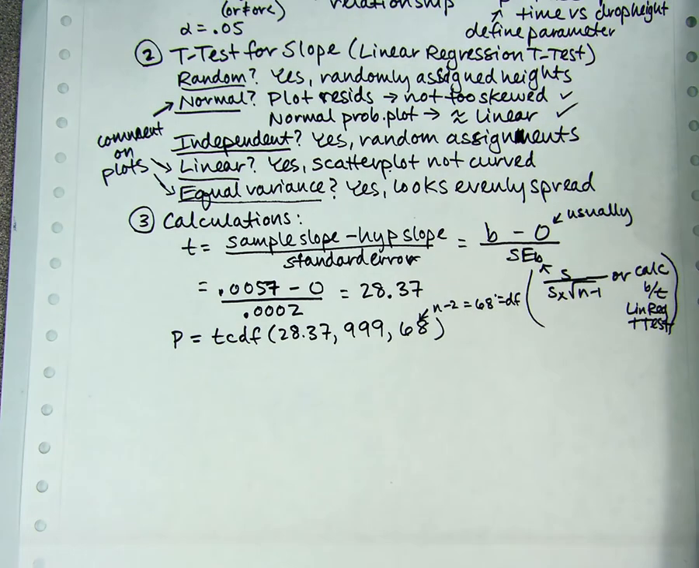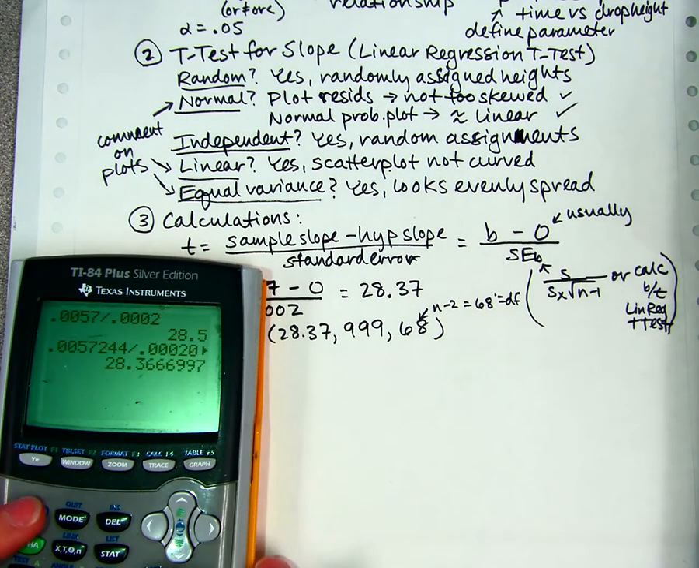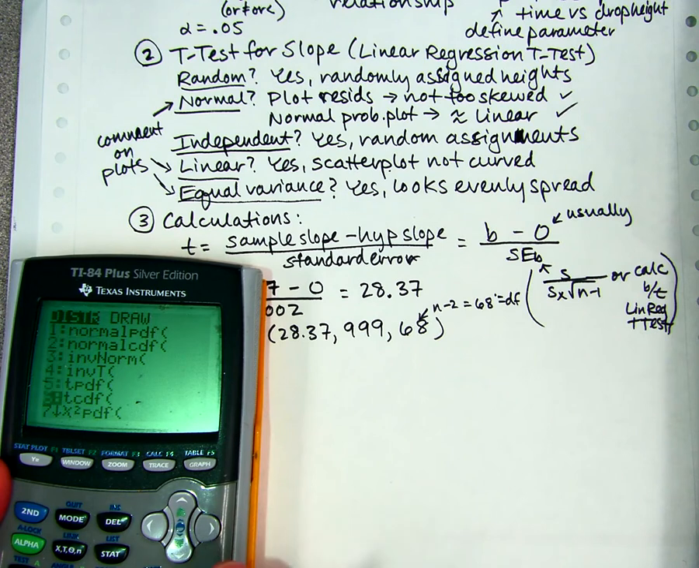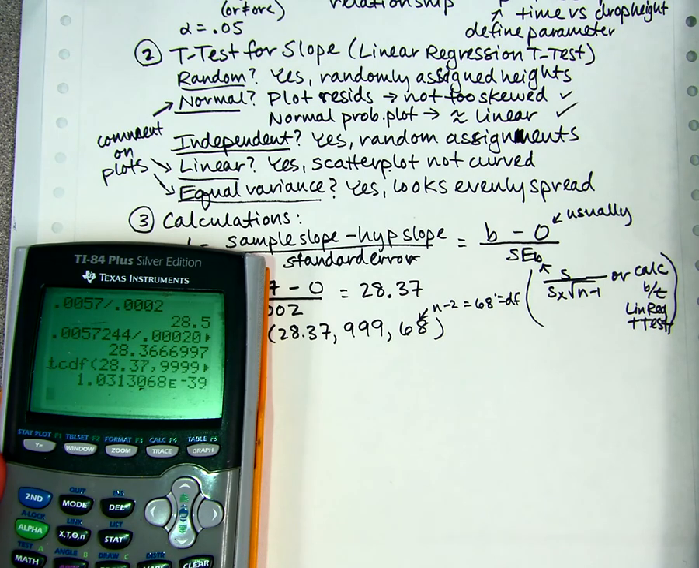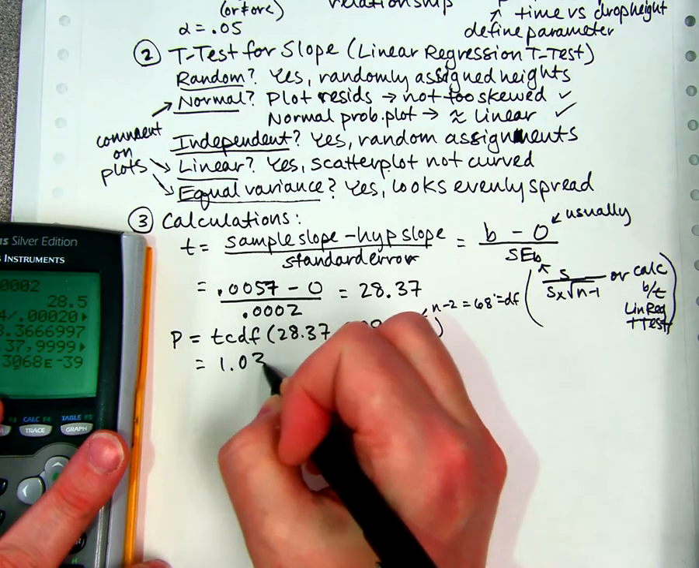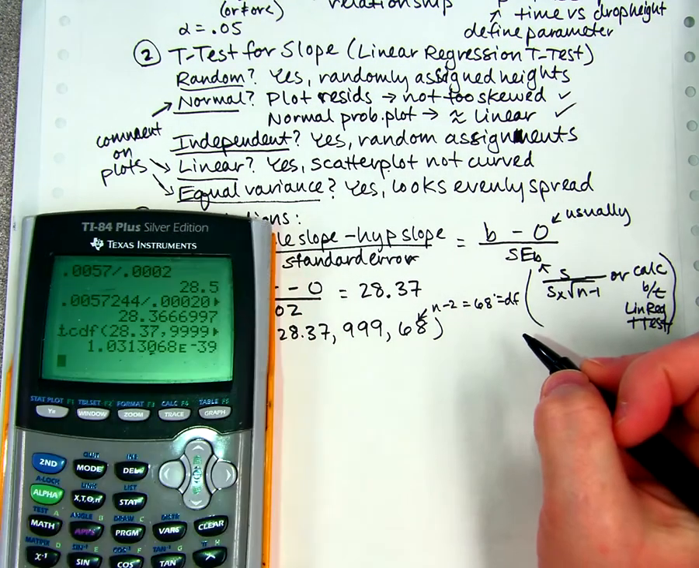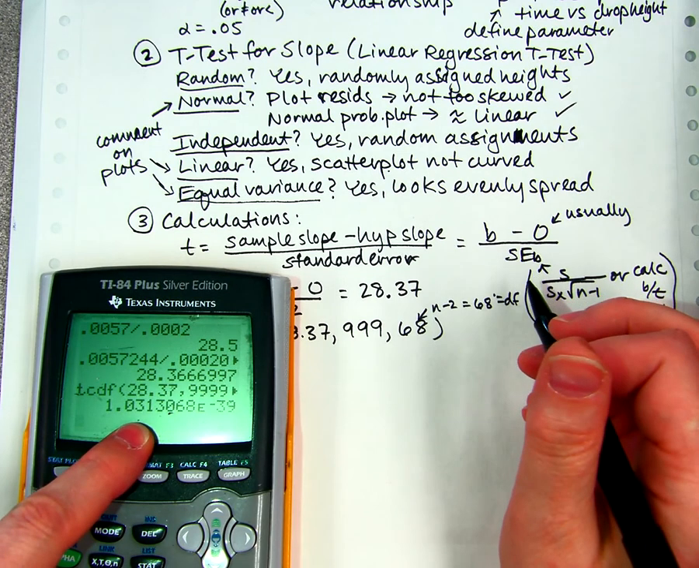And so because it's so big, that's going to make a difference in our answer, of course. So we're going to go TCDF on the calculator, 28.37, and a really big number, and 68. And that ought to be nearly 0 because that's what the computer rounded it to. It's kind of funny to look at it. It's 1.03. Please don't stop there. I still have some people occasionally stopping and saying, oh, the probability is 1.03.